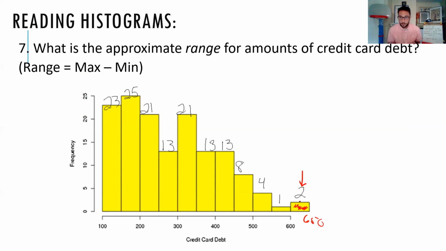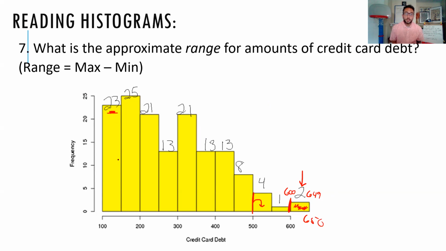They can't be 650 because remember, if there's a 650, that goes in the bin to the right. But they could be 600, right? So both of these 2 students could be a number as low as $600 of debt, or as high as 649. They can't be 650, because that would go in the bin to the right. Again, any number that falls right at the end of an interval always goes in the bin to the right, so that's important.